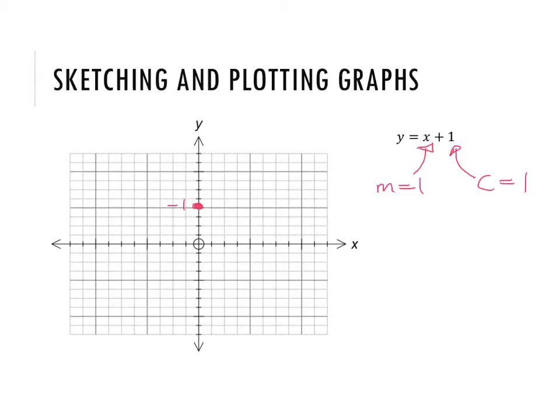Now using my gradient of 1, that means for every 1 unit I come out, I'm going to go up my graph 1 unit, so I can put a second point there. And similarly, if I wanted to make sure and add a third point, if I come back 1 unit, I can drop down 1 unit and put in a third point there. Now obviously you would use a ruler, and I'll do my best here with this pen, and that would be our line of y equals x plus 1.